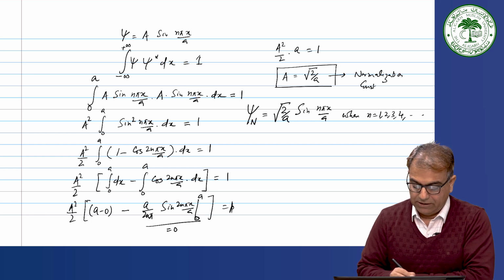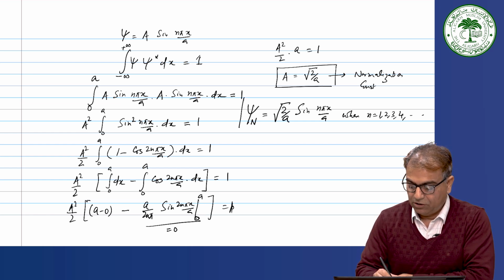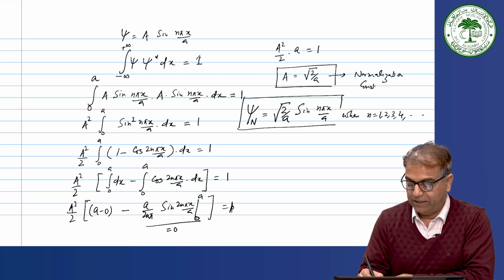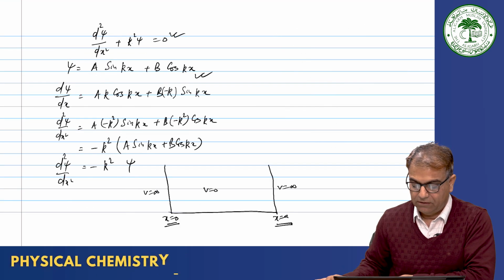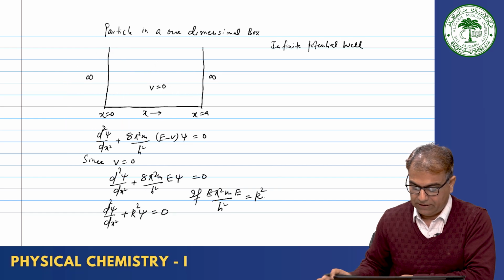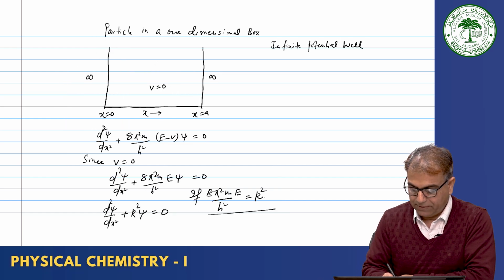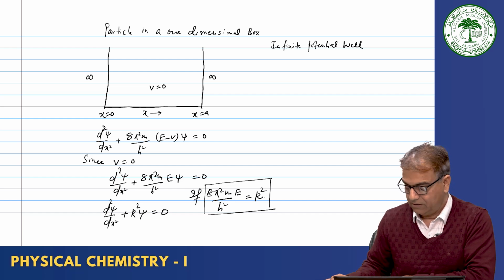So, what we have determined is the normalized wave function. What about the energy of the system? The energy of the system you get from here. Look at this equation, where we have 8 pi squared m E divided by h squared is equal to k squared. Let us see.